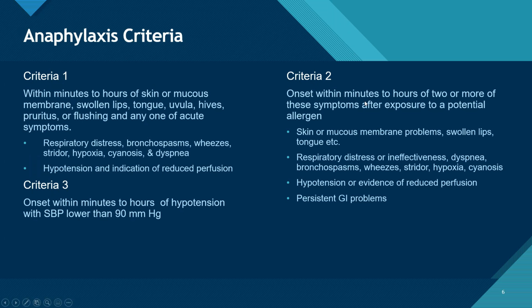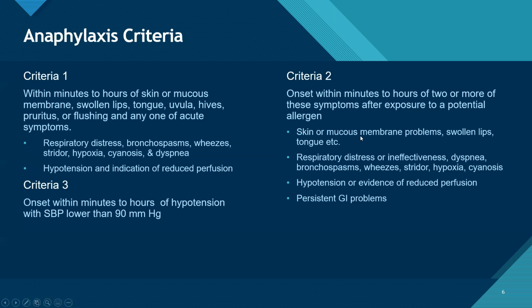But criteria 2, minutes to hours also, with 1 or 2 or more of these symptoms after exposure to that allergen. So here it's respiratory distress, which is all bad: hypoxia, cyanosis, dyspnea. Hypotension and indication of reduced perfusion. So this is criteria 2, onset within minutes to hours with 2 or more of these symptoms.